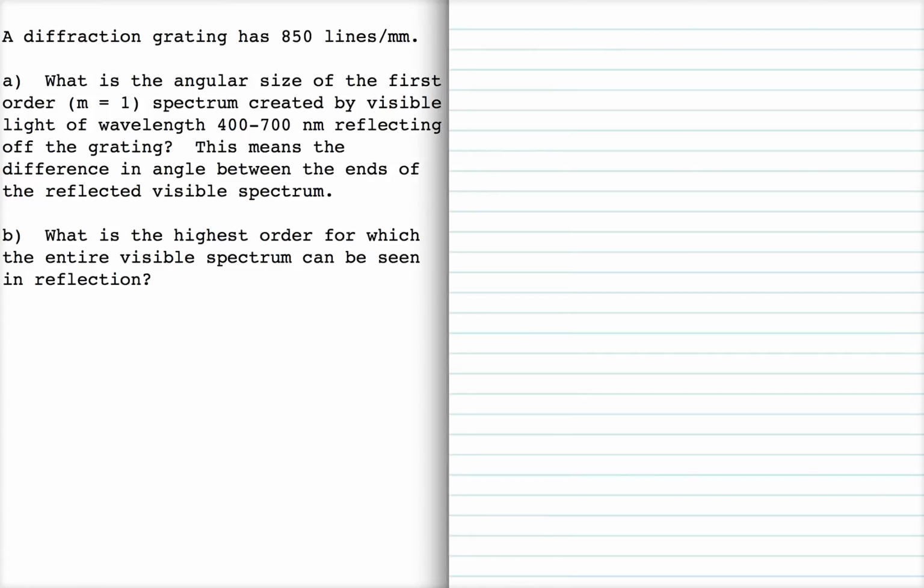Alright, for a diffraction grating, I guess the first thing we need to do is find the separation between the lines. Now we're given the line density, right? The separation d is 1 divided by that N, where N is the line density. So it's 1 over 850 lines per millimeter.